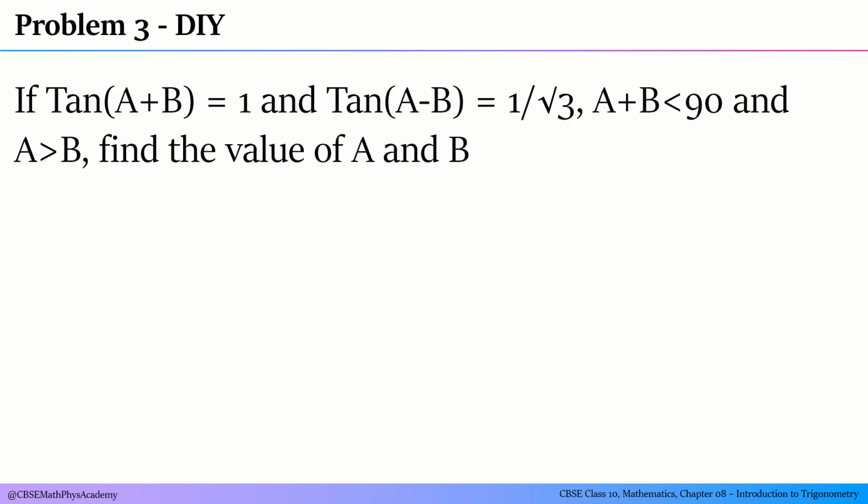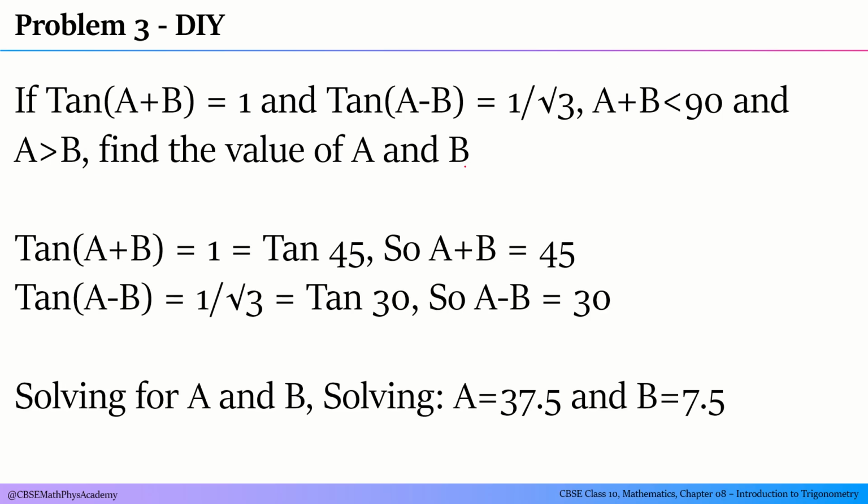So this is problem 3, which I suggest that you do yourself. It's the same pattern, whatever we saw just now. It's the same approach. You need to put the value: tan of A plus B is equal to 1, which is nothing but 45 degrees, and tan of A minus B is 1 by root 3. So A plus B is equal to 45 and A minus B is equal to tan 30. You solve both of these and you get a fractional answer: A is equal to 37.5 degrees and B is equal to 7.5 degrees.